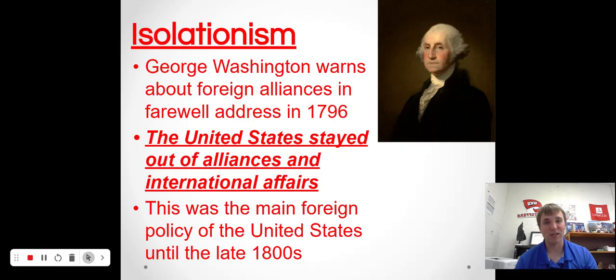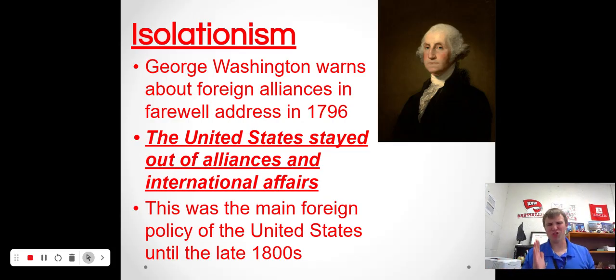Isolationism means the United States was staying out of all international affairs. We were focusing on problems within the United States, like a great big civil war during the 1800s, kind of a biggie, we had to deal with that first. And we're not getting involved in international affairs. We're just minding our own business. This is the main foreign policy of the United States until the late 1800s when we started to imperialize and expand around the world. We're so focused on us. We just want to focus on America first, and that's it.